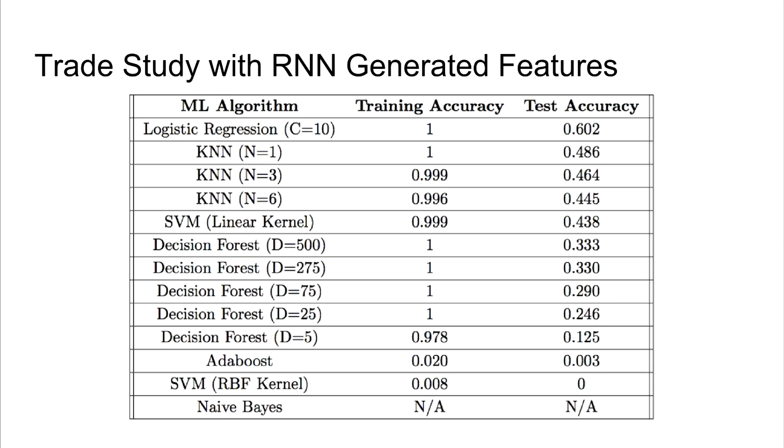So some good performers besides logistic regression were k-nearest neighbors. You can see it had about 48.6%. That's with one neighbor. And then the linear kernel and the support vector machine had about 43.8% accuracy on the test data. Those were the best two besides logistic regression. We also looked at decision forests, and it's also important to note naive Bayes wasn't able to work with the data in this case.